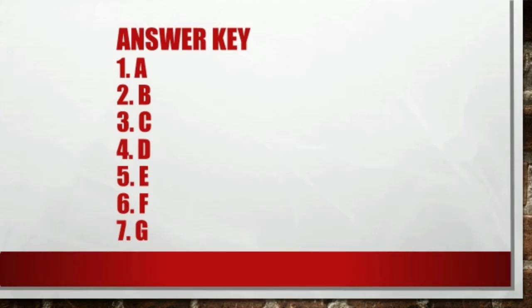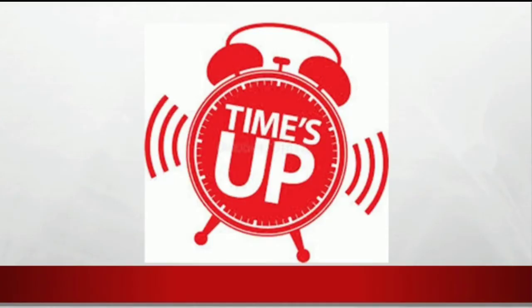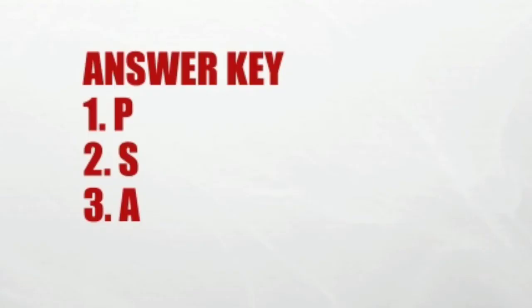Okay, next activity. What's in? Identify the following arts media. Write P if the image you see is a painting, S if it's sculpture, and A if architecture. Okay, time's up. Let us check your answer. Number 1, P. 2, S. The last number, letter A.